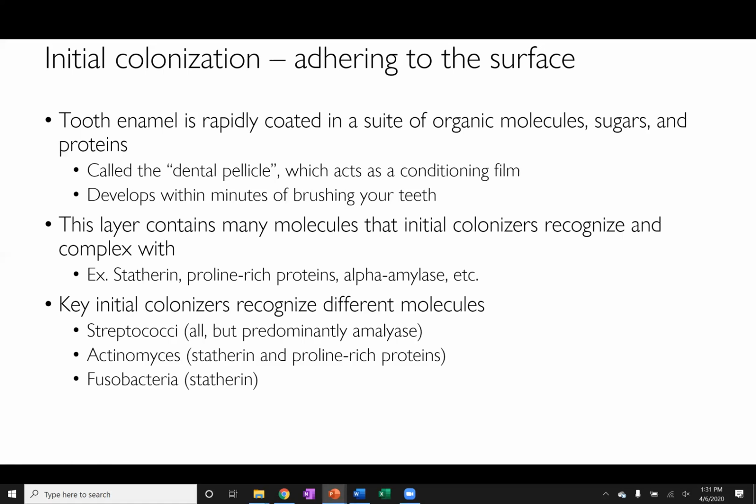Key initial colonizers inside of your mouth include streptococci, and they particularly like to bind with amylases. We also have actinomycetes, which like to bind to statherin and proline-rich proteins. And then finally, fusobacterium, which recognize statherin. I'm sorry, statherin, not slatherin. Pronunciation has never been my strong suit.